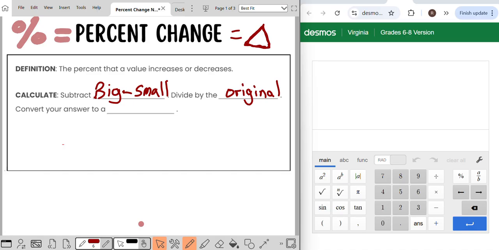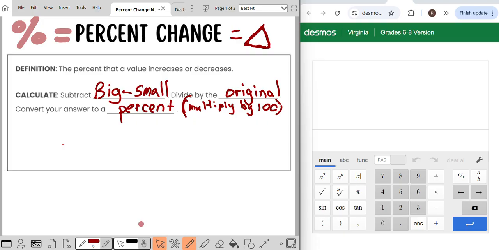Then you have to convert your answer to a percent. And as we've talked about, and just a little review, to change any number to a percent, as long as it does not have a percent sign, you can change any number in any form to a percent by multiplying by 100. And that will make any number a percent, as long as it's not already one. All right? So that brings us to the formula.